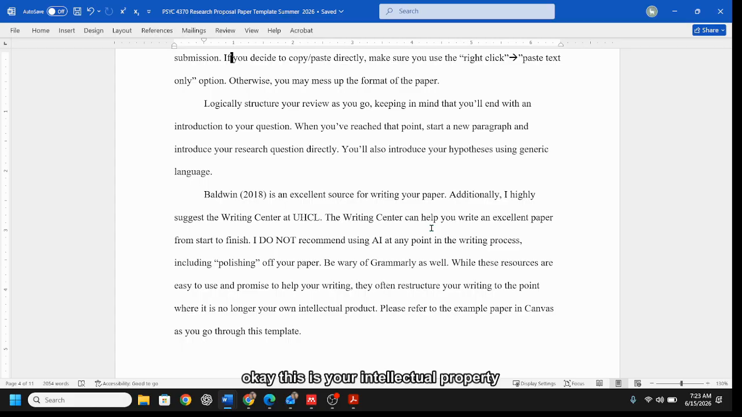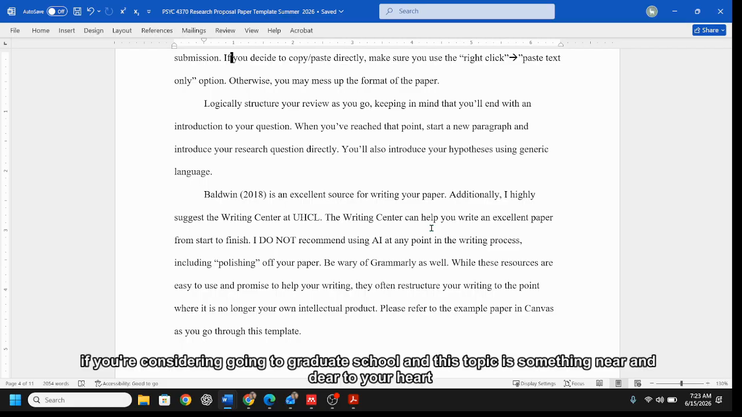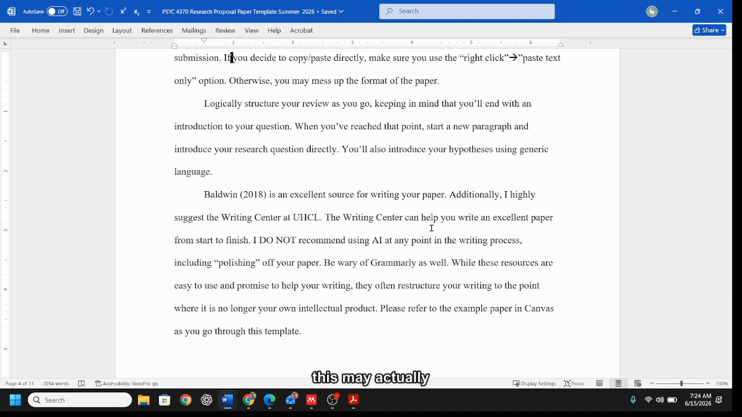This is your intellectual property. If you're considering going to graduate school and this topic is something near and dear to your heart, this may actually become the very first draft of something that could develop into a dissertation. So be proud of it and own it. This is your intellectual product.